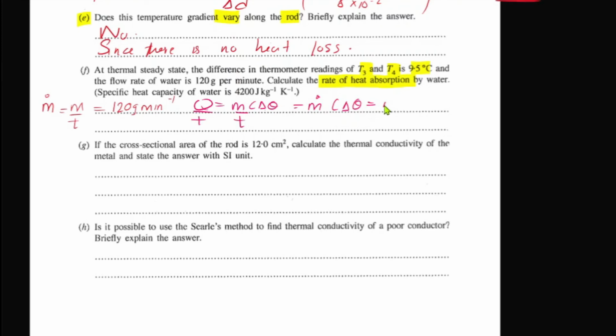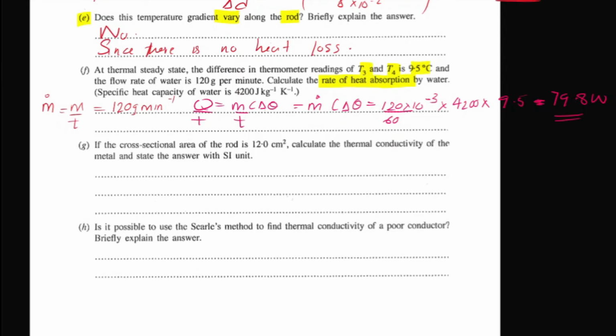What is m dot now? 120, and you need to convert it into grams, kilograms per minute, and convert it into seconds. C is 4200, and the temperature difference is 9.5. If you simplify this, you're going to get an answer. So guys, it's going to be something around 79.8 watts. So we have found the rate of heat absorbed by water.